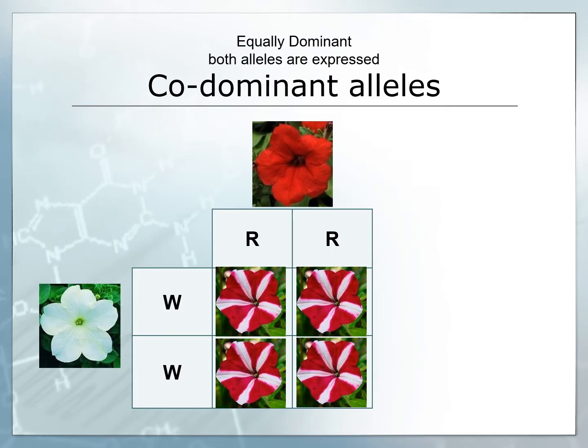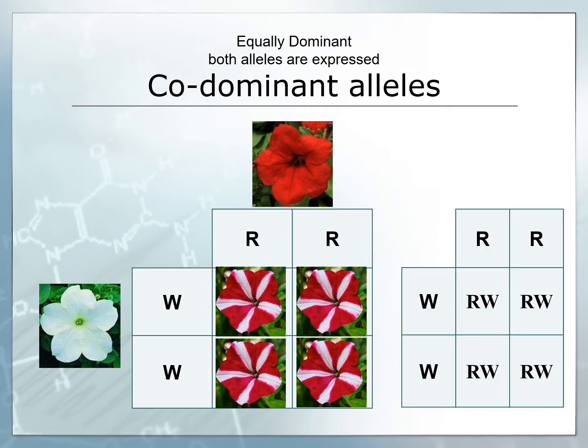Some alleles express codominance. For this species of flower, if you cross a purebred red flower with a purebred white flower, all of the F1 offspring will be striped red and white. Both alleles are equally expressed. The Punnett square would look like this.